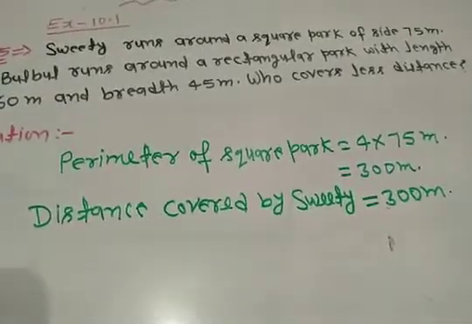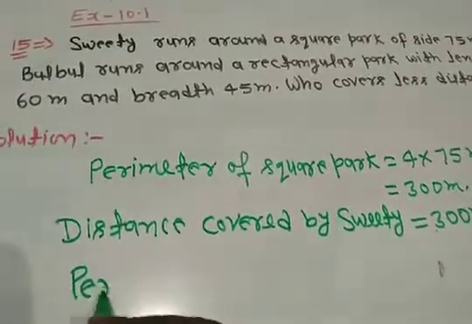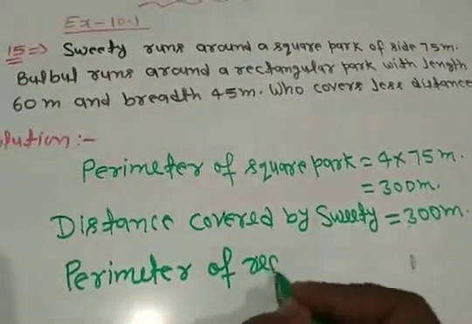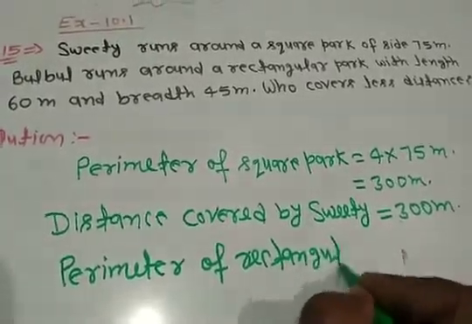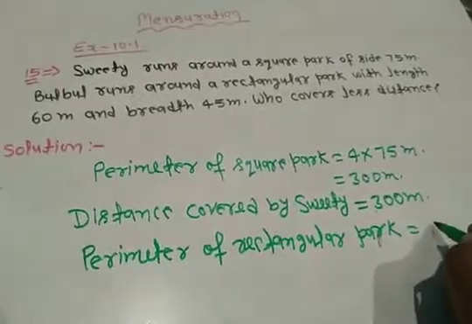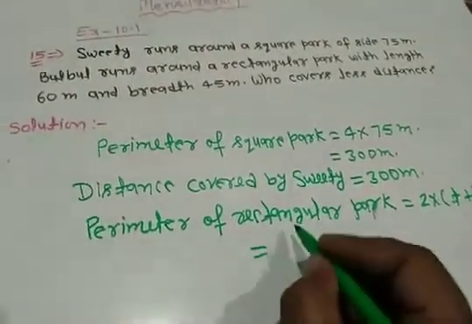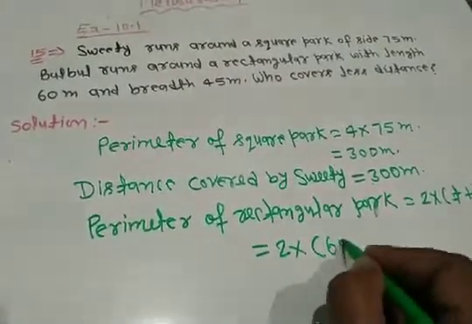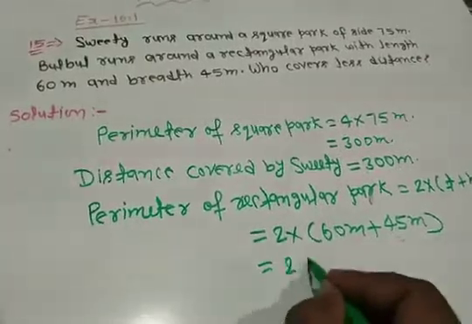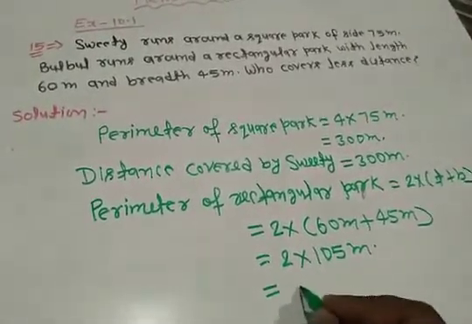Now we find the perimeter of the rectangular park. The perimeter of a rectangular park is equal to 2 into L plus B, that is, length plus breadth. Here the given length is 60 meters plus breadth 45 meters. Clear? So this becomes 2 into 105 meters, which is equal to 210 meters.